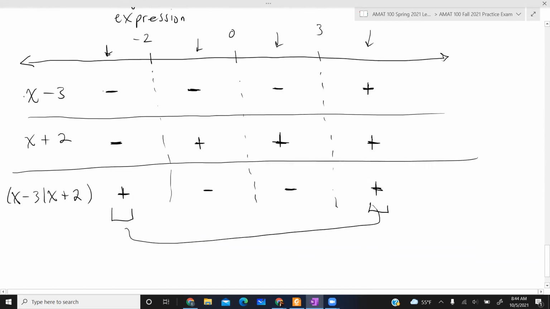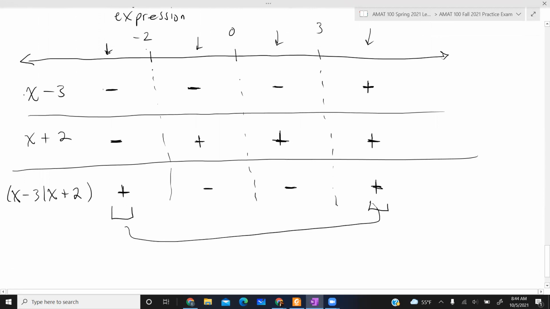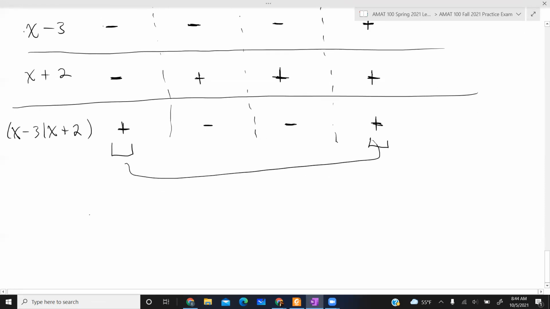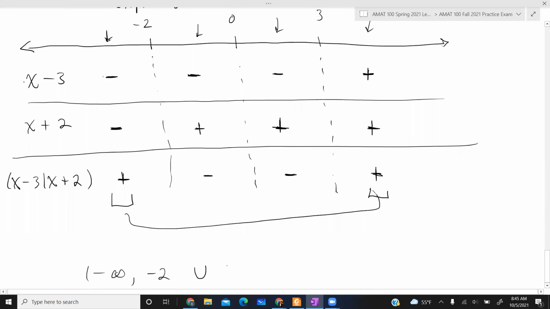Now, one thing you have to be careful about is the intervals. Let's just write it out: -infinity to -2. I don't know whether I'm going to put a square bracket or parenthesis here, but I'll leave it blank. Union this other interval. Again, I don't know if it's going to be square bracket or parenthesis. That's what we're going to have to determine. So do we have square brackets or parentheses here?